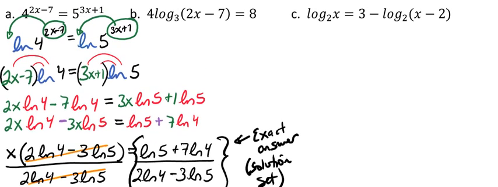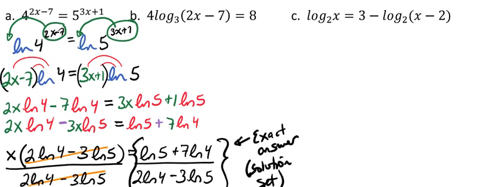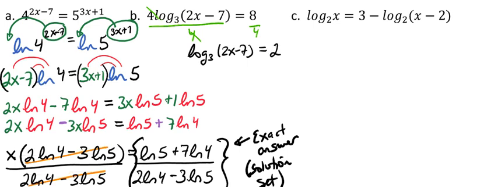Let's go up and take a look at our next example. Here we have 4 times the log base 3 of 2x minus 7 equals 8. What we want to do first is isolate our logarithm, so we're going to divide both sides by 4. Let's cancel out, so that now we have the log base 3 of 2x minus 7 equals 2.